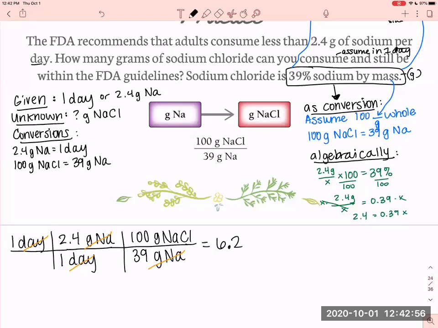So rounding for Sig Figs, I'm going to get 6.2 grams of sodium chloride as my answer. And I hope that that is what you got and that you're feeling comfortable with dimensional analysis enough to where you gravitate towards that.